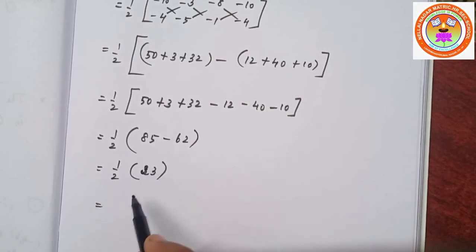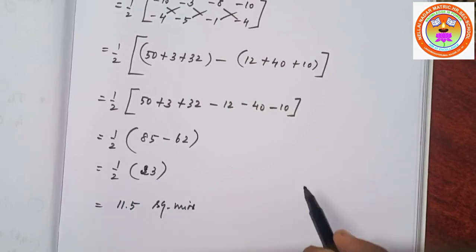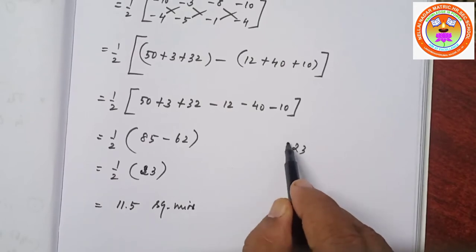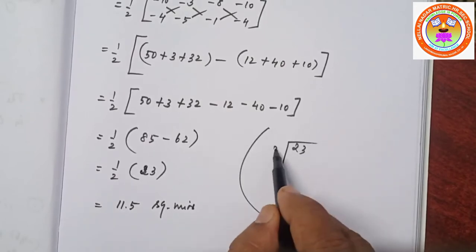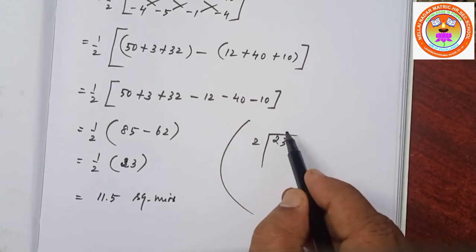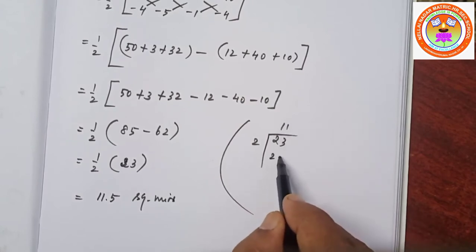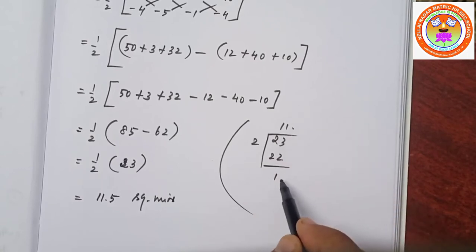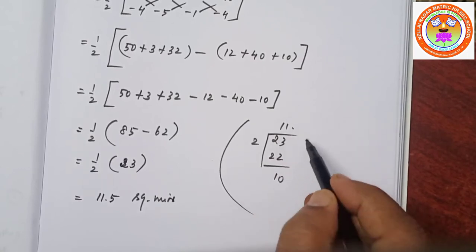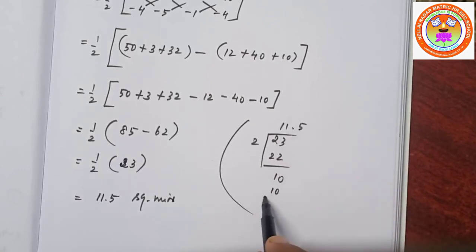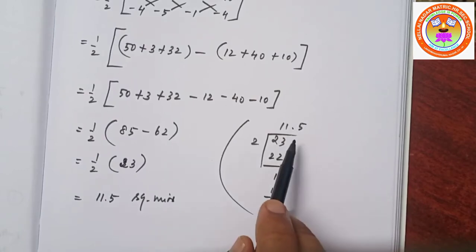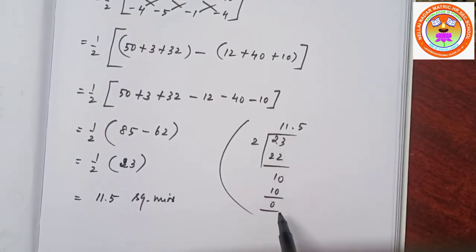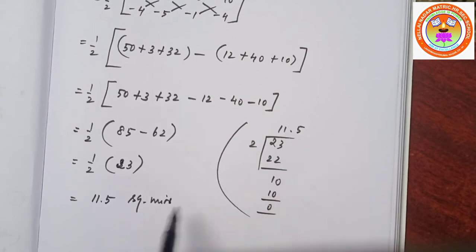23 divided by 2 is equal to 11.5 square units. 2 11s are 22, balance 1, put the decimal point, 0, 5 2s are 10, 10 minus 10 is 0. So 11.5 square units.